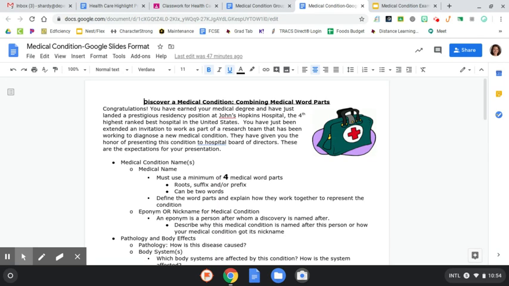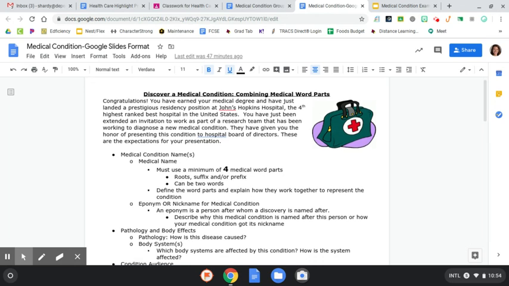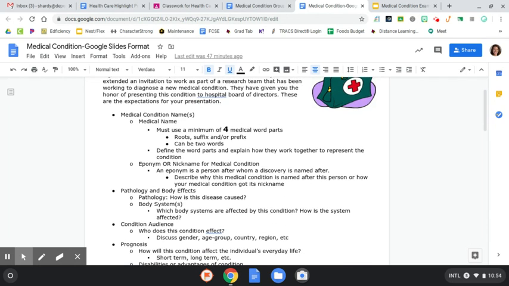that has found a new medical condition or disease. And they are so impressed with you that they want you to present this condition to the hospital board of directors. And so here are your expectations for that presentation. So this is what you will be presenting to this hospital board of directors. So, for example, first thing is your medical condition name. So you're going to go back in your notes from last week and you're going to look at the roots, the prefixes, the suffixes, and you're going to play around and combine those to come up with some sort of medical condition. Okay. And that's where you get the medical name.